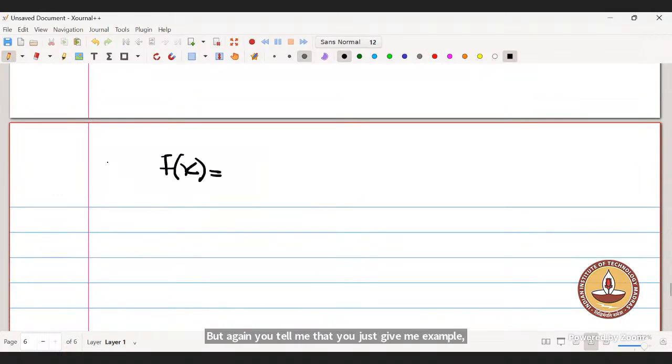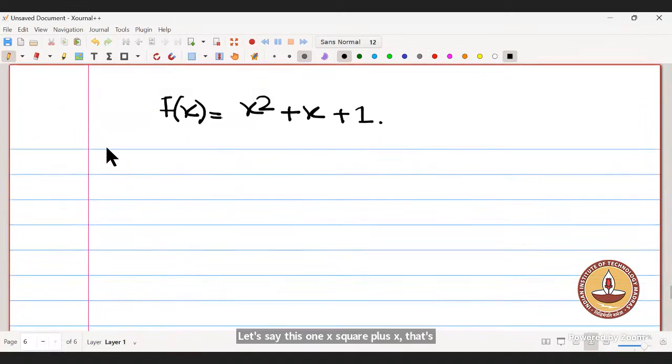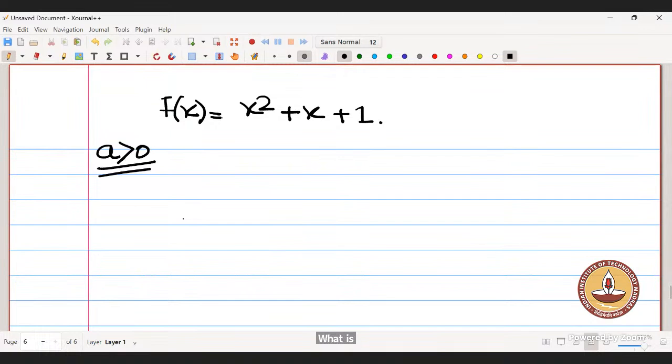Let's say this one, x square plus x plus 1, right? So what is the coefficient here? What is a? Here a is greater than 0, right?